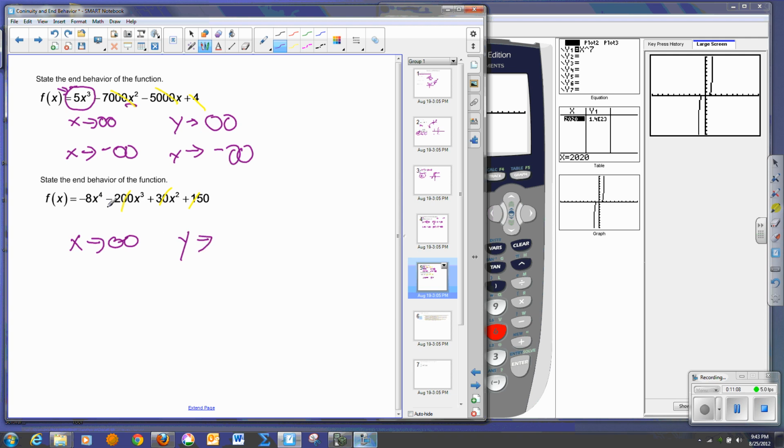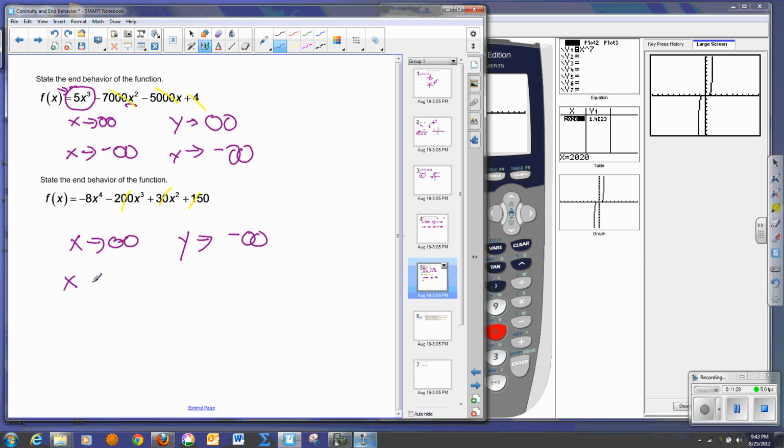Well, if I take a positive number and raise it to the 4th power, that continues to be positive, but then I'm going to multiply it by a negative 8, and I actually get a negative number. So as x goes to infinity, y goes to negative 8. That's one part of my end behavior.